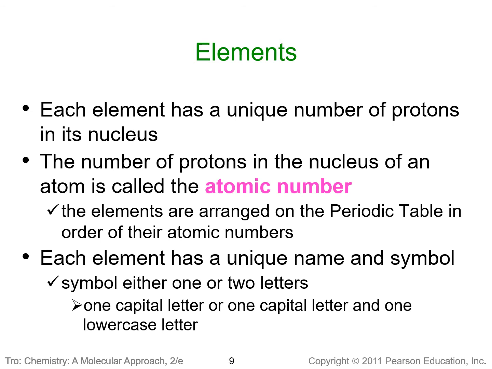Elements have a unique number of protons in the nucleus. So if we're going to change elements, we change the number of protons. The number of protons found in the nucleus is what we call the atomic number. On our periodic table, that is the number normally found in the upper part of the box the elements are labeled in. They are also arranged on the periodic table in order of increasing atomic number.